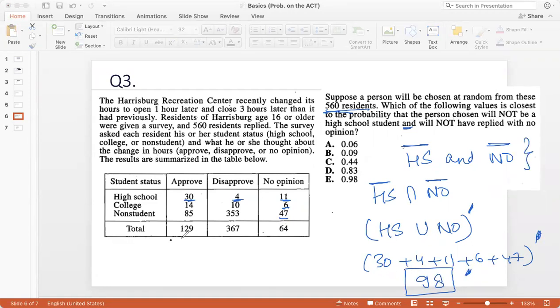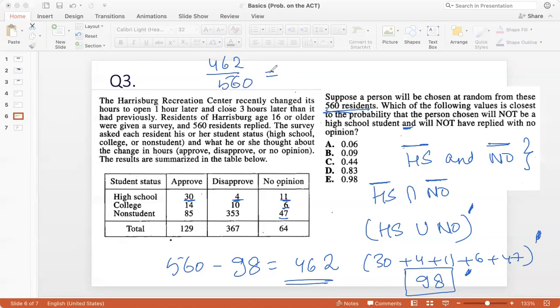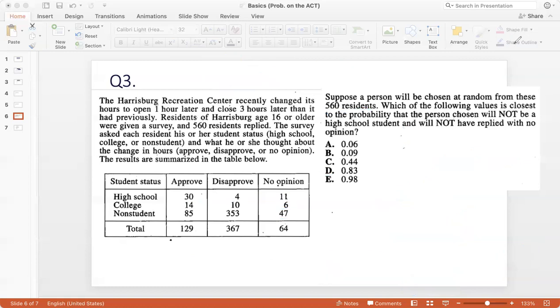So what is the complement for this? It would be 560 minus 98, which is 462. So there are 462 people who belong to this group, not high school and not no opinion, right? So that's my favorable outcome. So my probability is 462 over 560. So let's plug that in. 462 divided by 560 comes to 0.825. So the answer is 0.83, right? So set theory can be useful in probability questions.